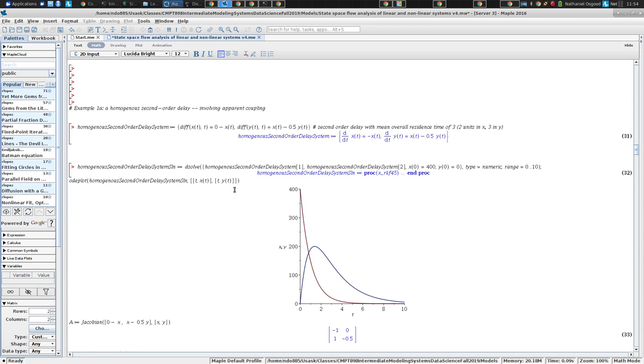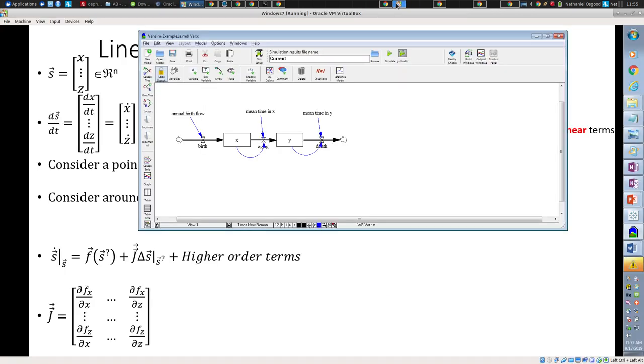But we describe it, and here's its behavior over time. So X is decaying down. Y goes up. Y starts at 0. X starts at 400. As X goes down, Y goes up. Why does it go up? Forget the pun. Why does Y rise?